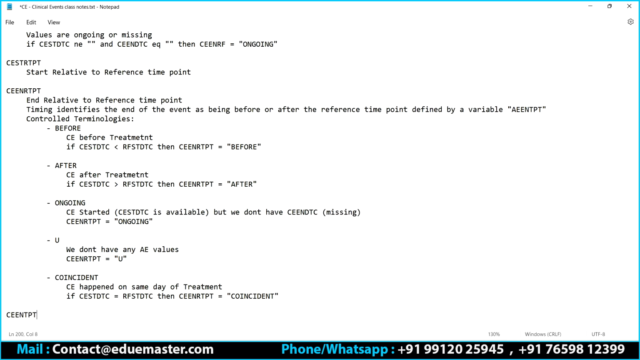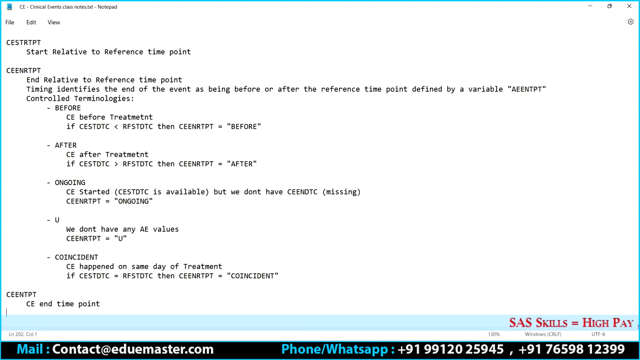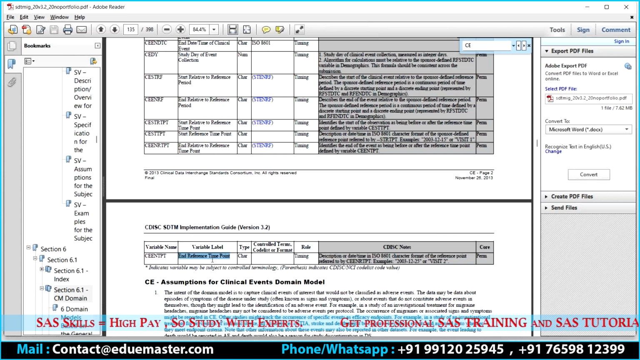CENTPT, that is the end reference time point. That is the end reference, or your clinical event end time point. This is the last one. That is nothing but when was the last time it happened, when was the last time the subject visited. That is going to be your end point. Am I correct or not? You can see this particular one, it is going to be the end reference time point. This is the final visit. Most of the time it is going to be the final visit.